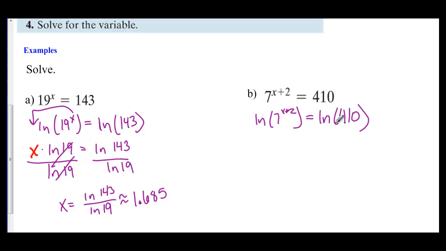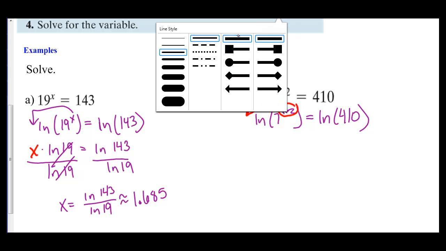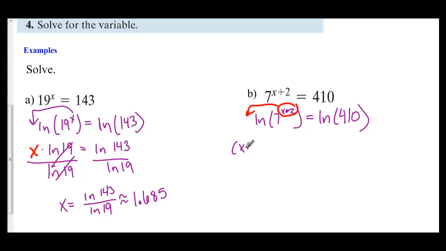And the reason, again, that we're doing the natural log of both sides is so that we can take this exponent and put this exponent in front. So we're going to use our power rule. And again, this is a little bit of a tricky spot. So remember on the last page that whenever we had an exponent that was more than one part, so meaning more than just x, we had to think about it as having parentheses around it. We're going to do the same thing here. So whenever we pull that out front, we're going to have x plus 2 times the natural log of 7 equals the natural log of 410.